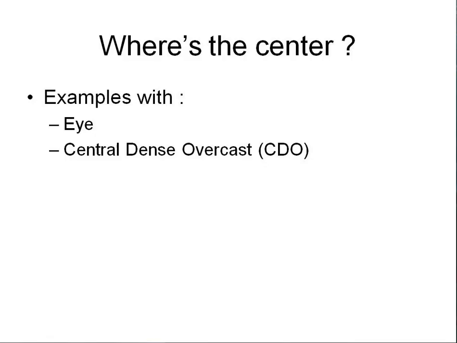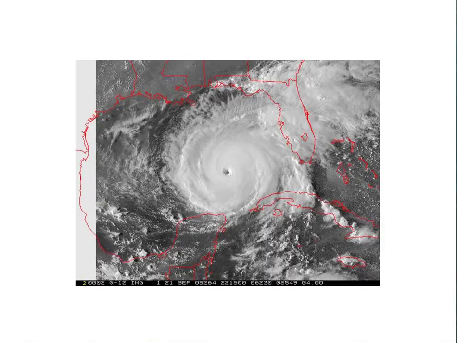First, we'll show examples with an eye and also examples with central dense overcast, also called CDO. This image shows a well-defined circular eye with Hurricane Rita 2005. This case has a near average eye size for a very strong hurricane. With an eye like this, locating the center is very easy. It's at the center of the eye.